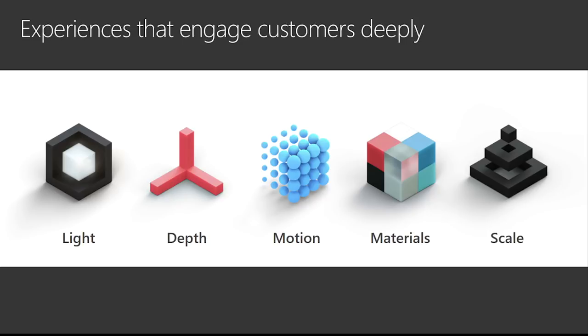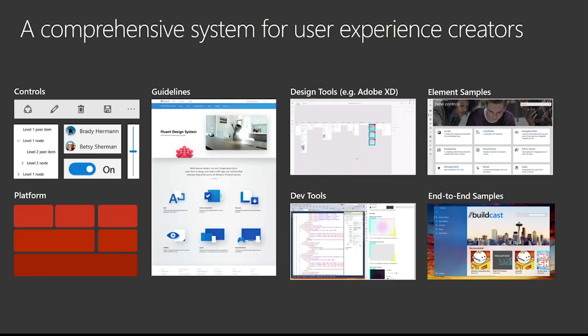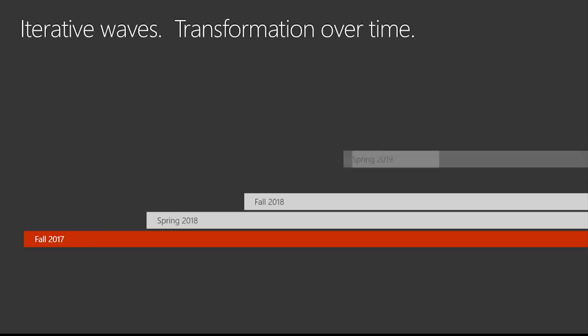To do this, with the Fluent Design System, we're trying to provide a comprehensive system for you. Controls and high-level building blocks and platform support for that, guidelines, design tool support, dev tool support, element samples, and really great comprehensive end-to-end samples, of which one we'll show you today, the Buildcast app.